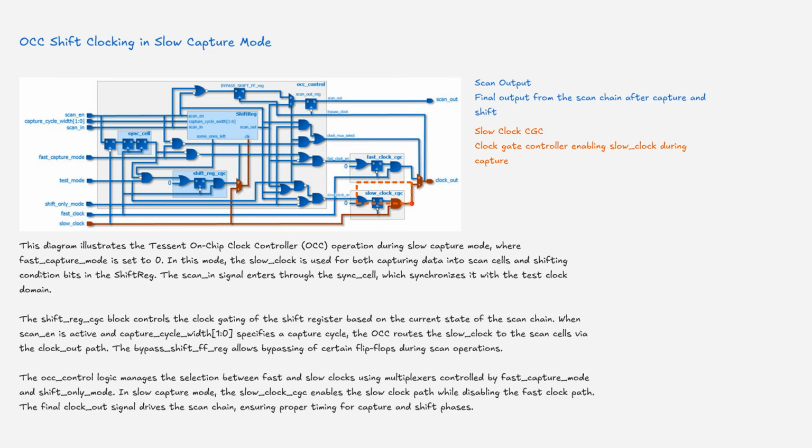When scan enable is active and capture cycle width 1 to 0 specifies a capture cycle, the on-chip clock routes the slow clock to the scan cells via the clock out path. The bypass shift flip-flop register allows bypassing of certain flip-flops during scan operations.